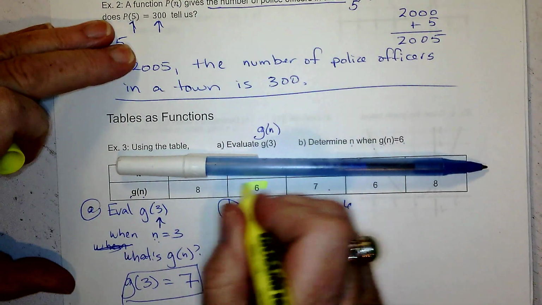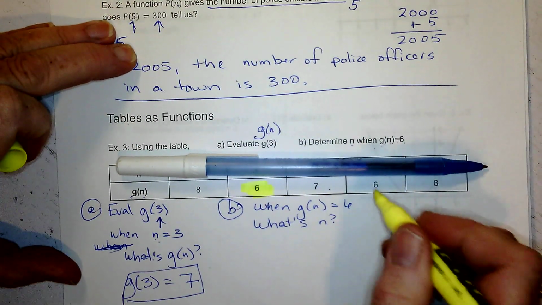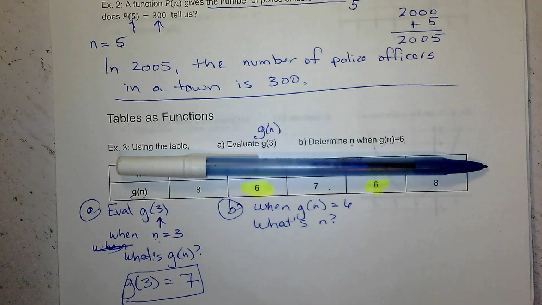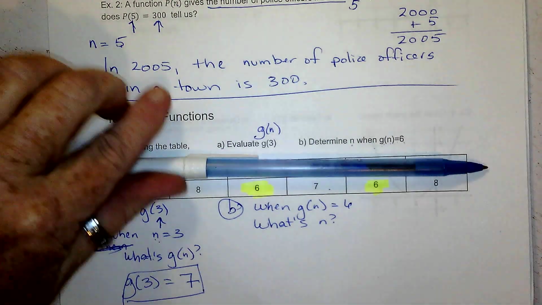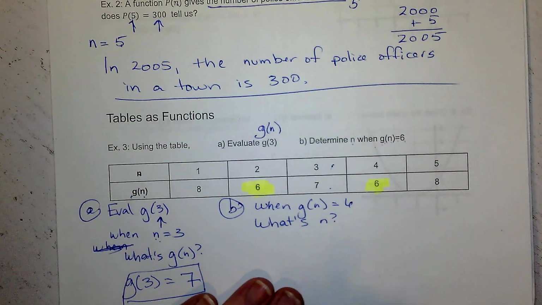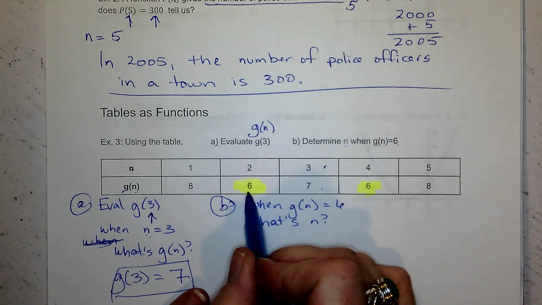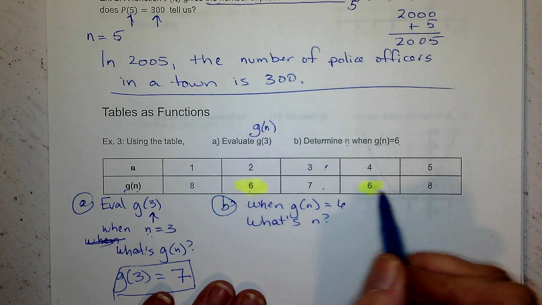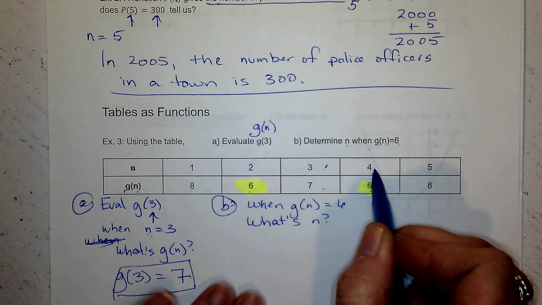G of n is equal to 6 here, but wait, there's more. G of n is also equal to 6 here. So we should have two different n values. If we don't, then we don't have a function. All right, so when I move my pen, when G of n is 6, n is 2, and when G of n is 6, n is 4.